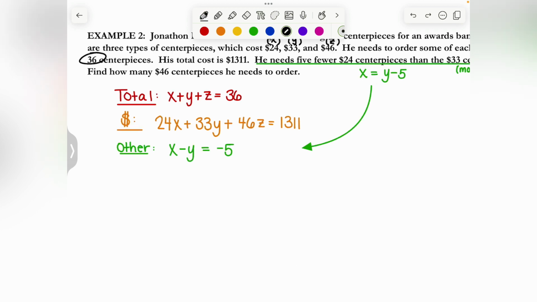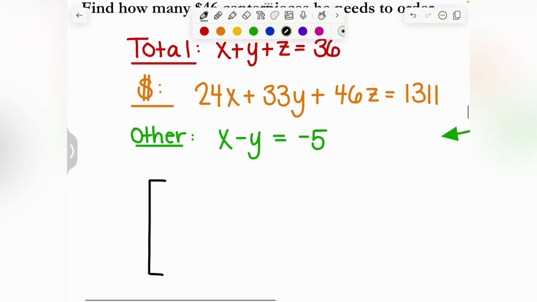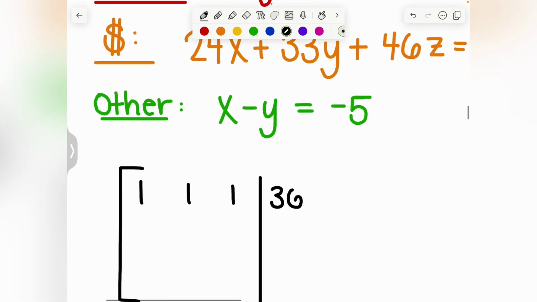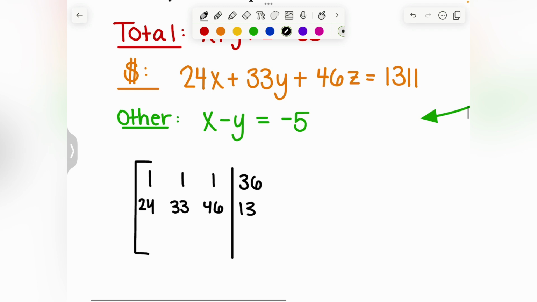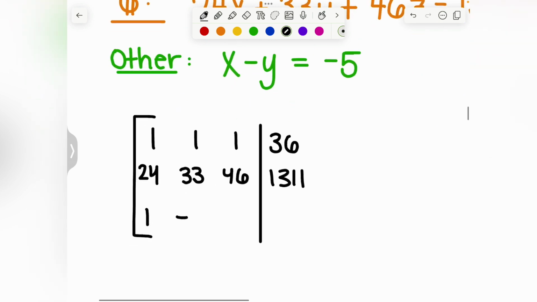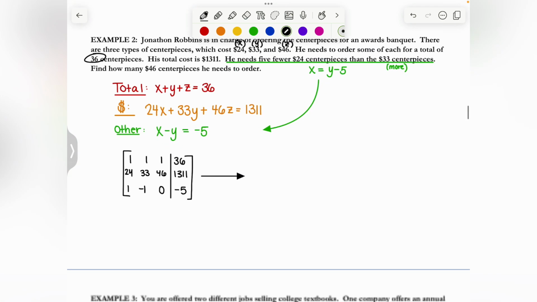But that's all, guys. Now we have 3 equations. We have 3 unknowns, so I can just go into PolySimult and I can solve by typing in all the coefficients here. So it's going to look like this: 1, 1, 1, and 36. Then it's going to be 24, 33, 46, and 1,311. And then 1 for the X, negative 1 for the Y. There was no Z in the third equation, so that's a 0, equals negative 5. So let's go into PolySimul and let's find our solution.